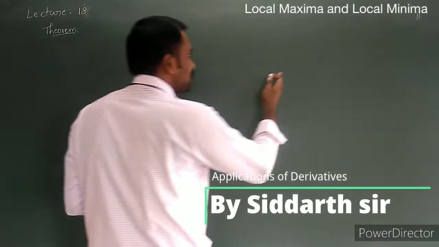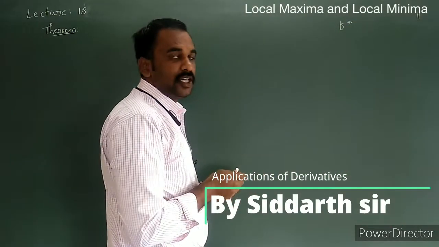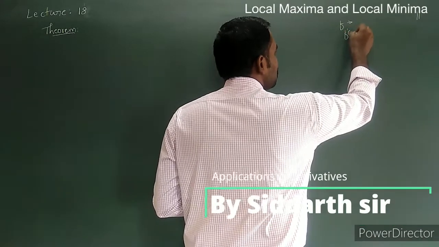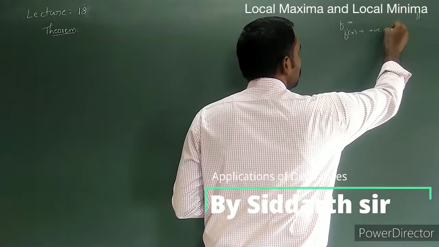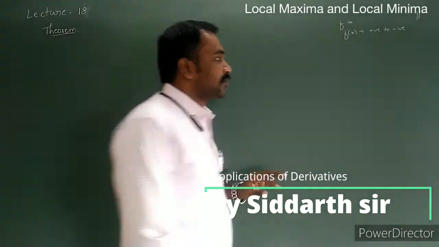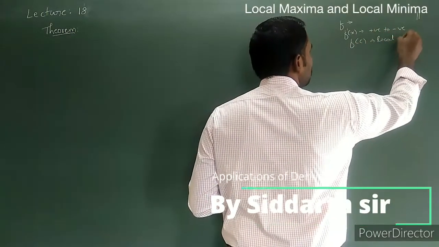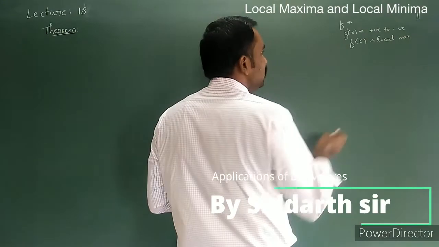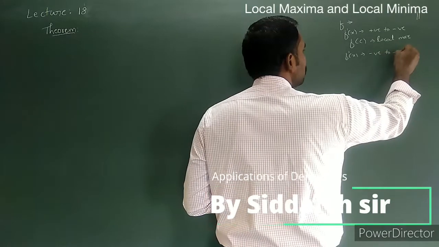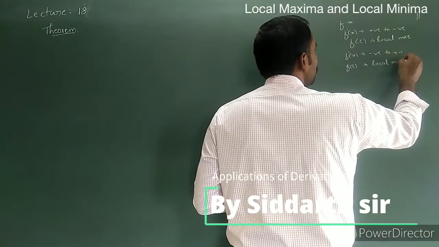The first derivative test says that suppose f is a continuous function on an interval I and it is differentiable, then if f dash of x changes the sign from positive to negative, then f of c is the local maximum value. And similarly, if f dash of x changes the sign from negative to positive, in that case, f of c is the local minimum value.